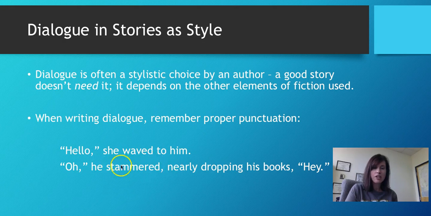We have that he stammered, that's the verb. He nearly drops his books. So you can probably imply that one of two different emotions are happening. Either he's nervous or surprised because he wasn't expecting her to be there, or he's nervous because she's there. And that can be for a number of reasons. But we can get all these different implications from their conversation without them telling us at all.